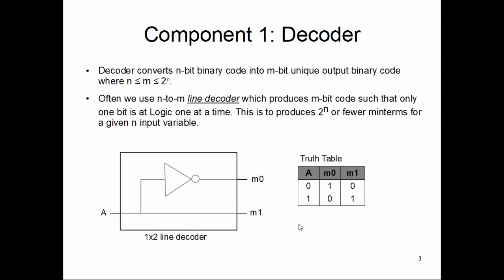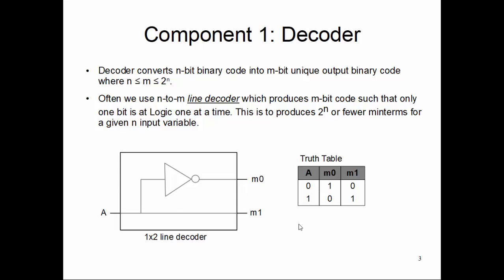A decoder, as a circuit, converts n-bit binary code into m-bit unique output. So it can be multi-input, multi-output, but n and m have a relation. The relation is n has to be less than or equal to m, and m cannot be more than 2 to the power n. So n is less than or equal to m, which is less than or equal to 2 to the power n. Now we often use the n to m line decoder, which produces an m-bit code such that only one bit is at logic 1 at one time.